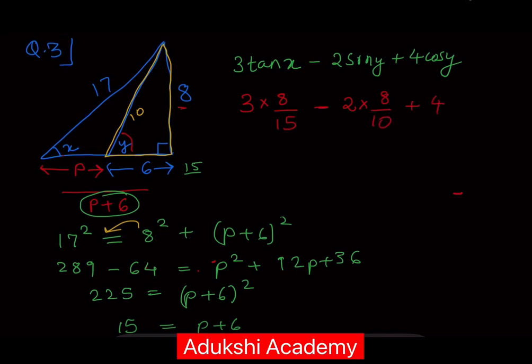Cos y means adjacent upon hypotenuse, so that means 6 upon 10. So by solving, we are getting 3 5s are 15, 2 5s are 10, and here 8 by 5 minus 8 by 5 becomes 0, so you are getting 4 6s are 24 by 10. So the answer is 12 upon 5.